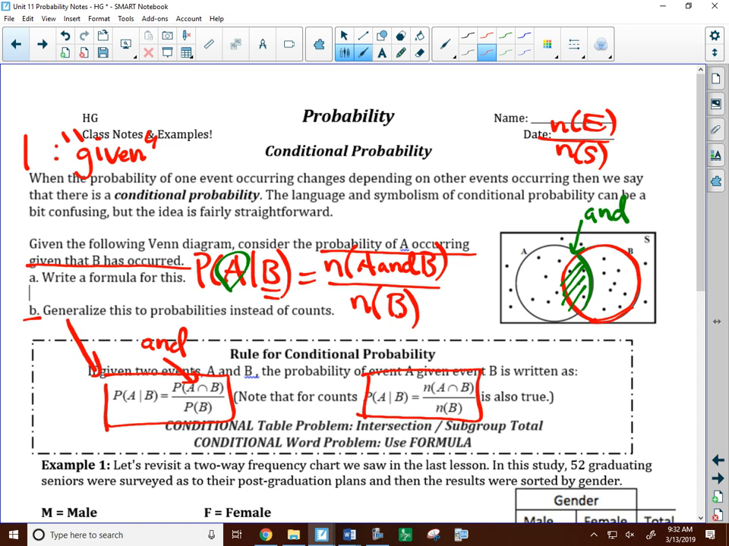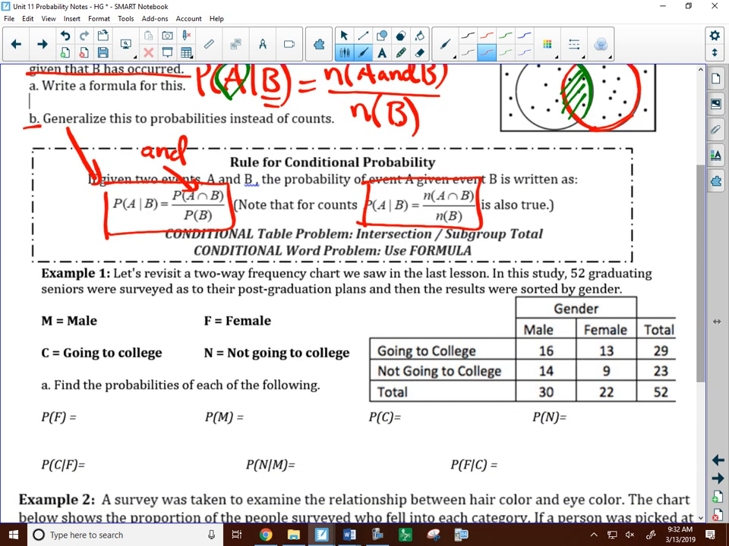All right. And before we try some, right here I said the table questions for these are actually not that bad. You can just look at the table. You look at the intersection. Conditional probability, if it's a word problem, you've got to use the formula. So, all right, anything you can answer before we try an example or two?